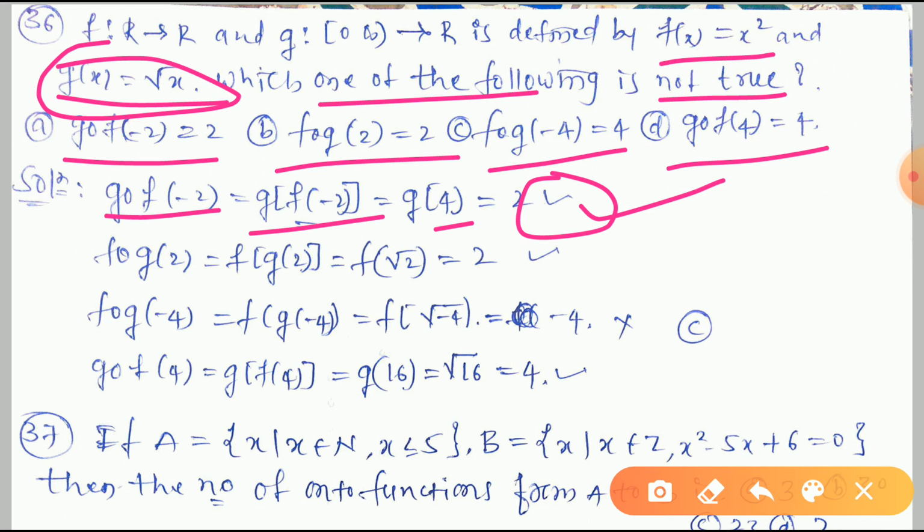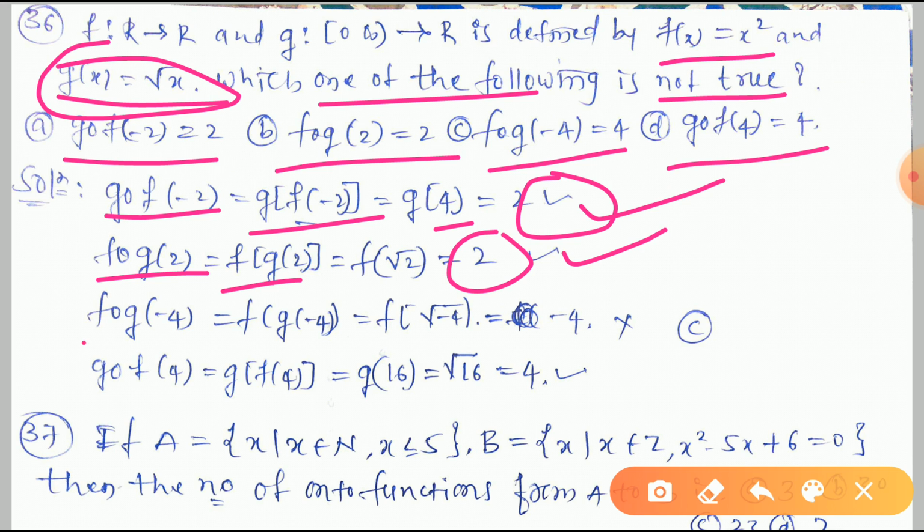This is true. And similarly to check f composition g of 2 is equal to f of g of 2. g of x is equal to root x, so g of 2 is root 2. f of root 2, f of x is equal to x square. Put x is equal to root 2, its square is 2. This is also true.